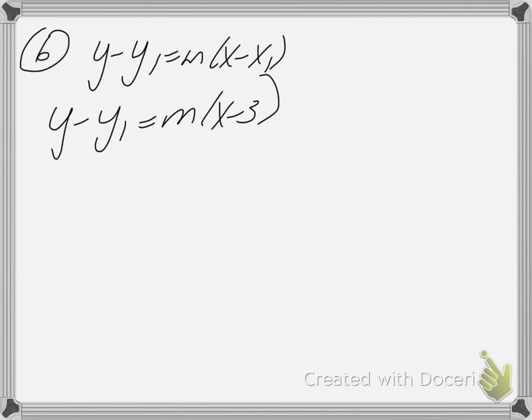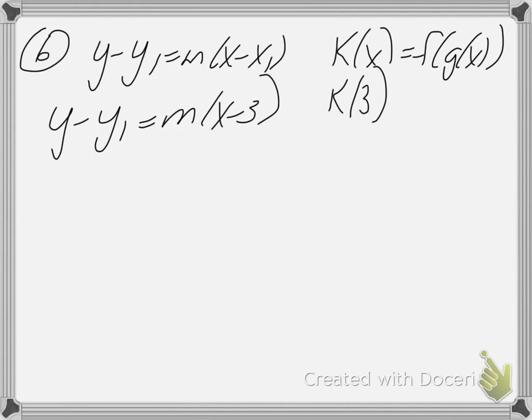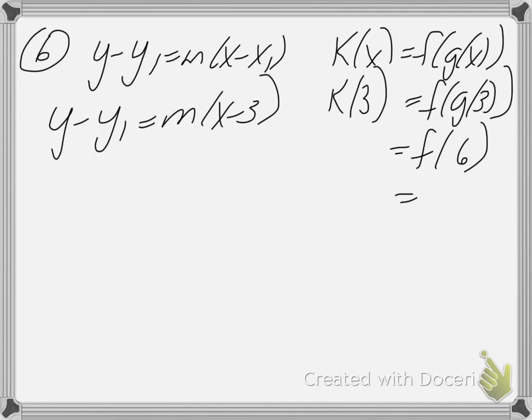Okay, so now what is y going to be? It's saying that k of x equals this, and we want k of 3. So you're going to look at the table, and it's going to tell you that g of 3 is equal to 6. And then you look back at the chart, and f of 6 is equal to 4.